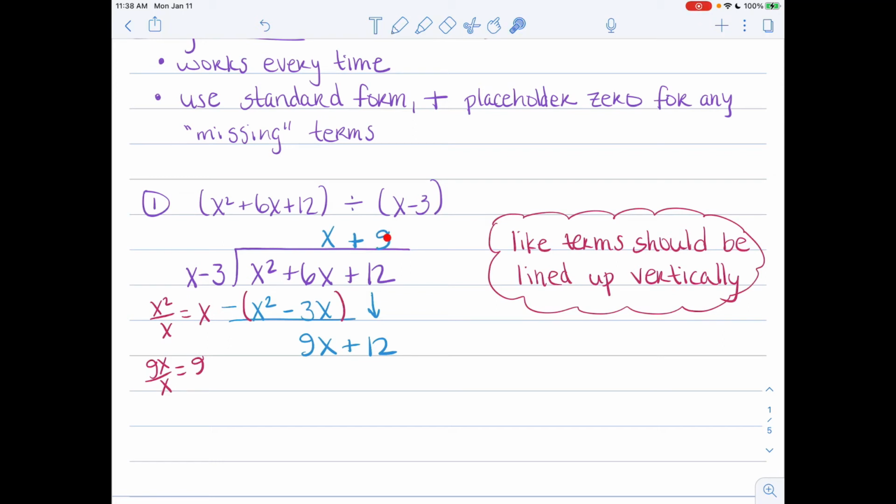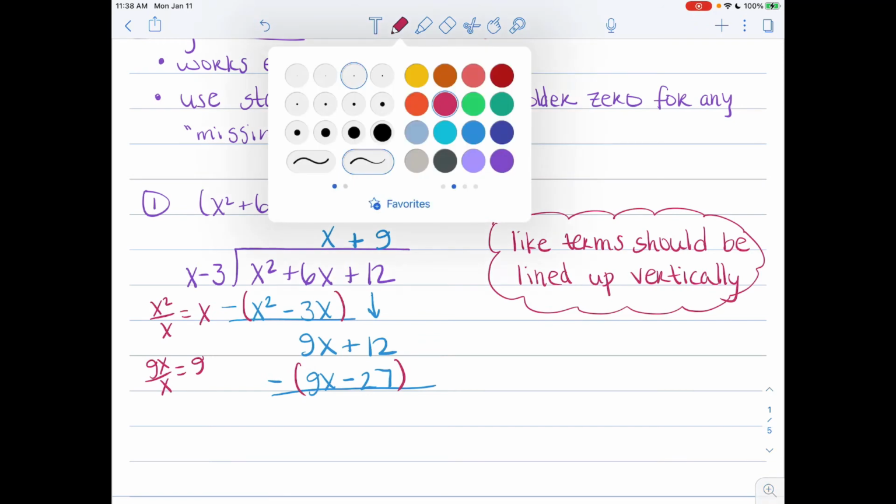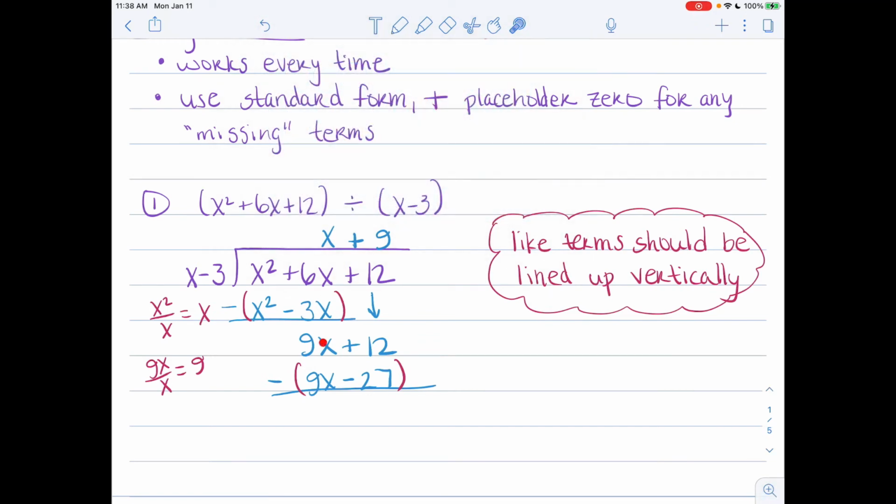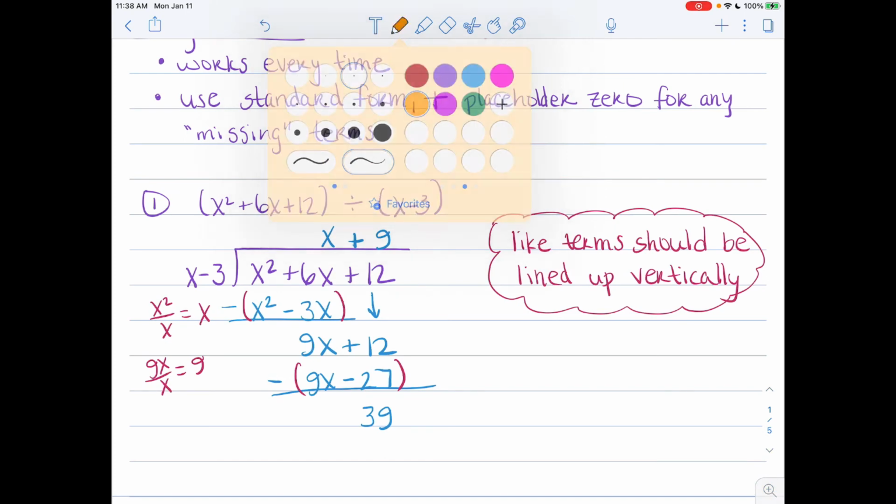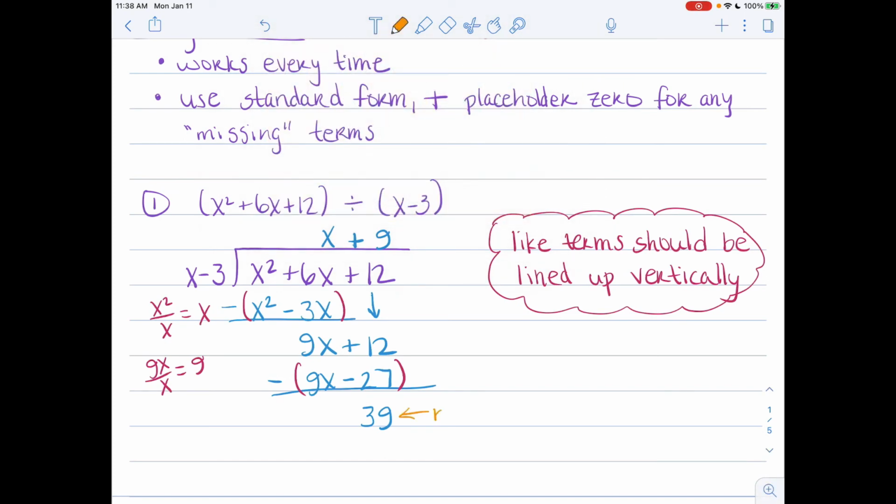Now multiply. 9 times x is 9x. 9 times negative 3 is negative 27. And I'm ready to subtract. Subtracting the entire polynomial, remember, not just the first term, but everything. 9x minus 9x will be 0. 12 minus a negative 27, well, that makes it a positive 27, so I get 39. Notice that I don't have any more terms to bring down. I already brought down this last term of 12, so we are done, and this is our remainder right here, the remainder.